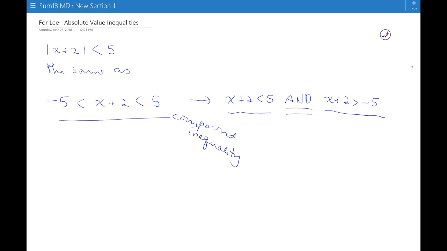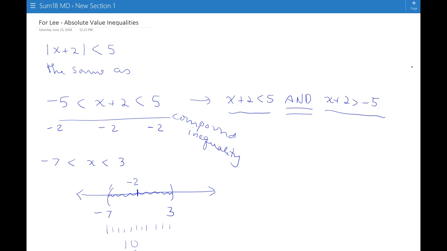So these are the easiest to solve, because then I can subtract 2 in each spot and see that -7 is less than x, which is less than 3. So I can see that my solution set goes from -7 to 3. Now just for fun, let's think of how big this interval is: from -7, 1, 2, 3, 4, 5, 6, 7, up to 0, 1, 2, 3. So it's 10. So the middle would be 5 away from either end. So the middle is at -2.